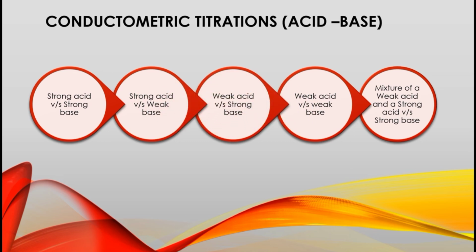So there are different types of conductometric titrations. First is the strong acid versus strong base. Second is the strong acid versus weak base. Third is the weak acid versus strong base. Fourth is the weak acid versus weak base. And the fifth is the mixture of a weak acid and a strong acid versus strong base. So let us see each one of them in detail.